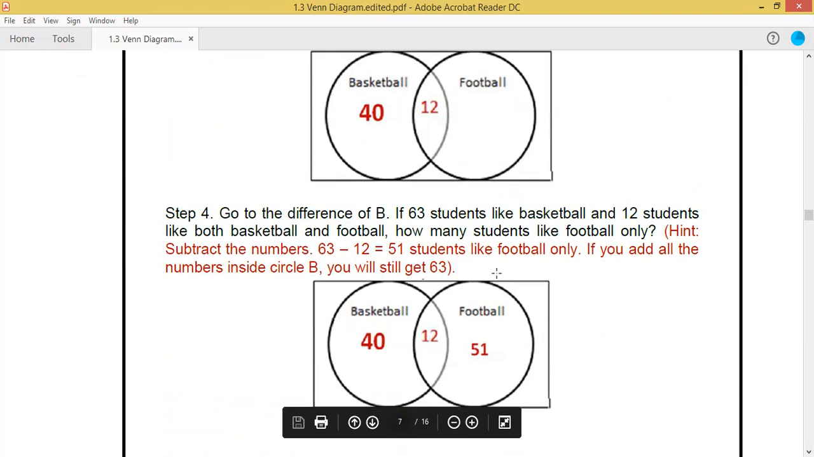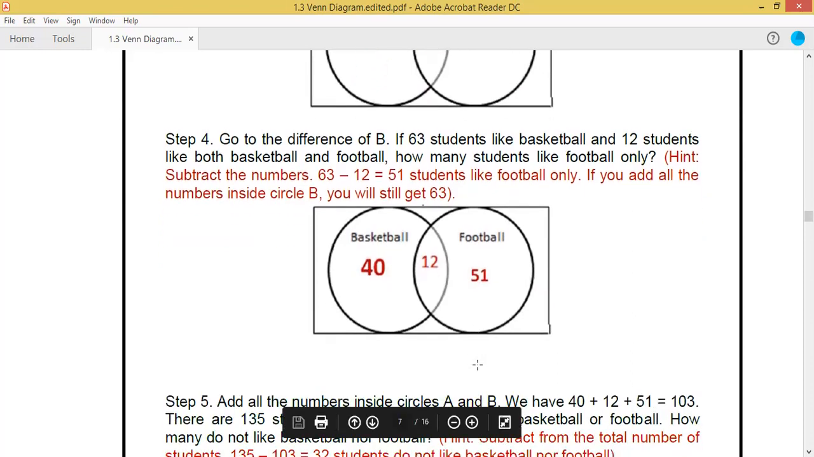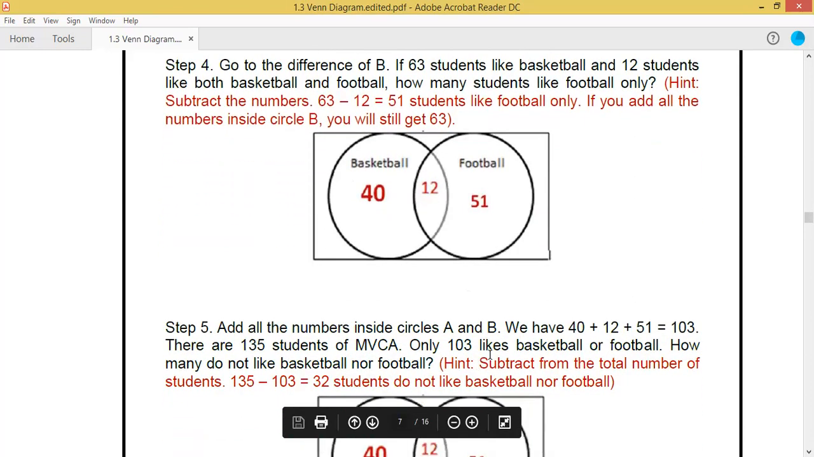How do we interpret this? 51 like football only. But if I ask you how many like football, you need to go back to the circle for football. That will be 12 plus 51, 63. Now, remember how many students were there? There were 135 students. So we need to add the numbers inside. We have 40 plus 12, that is 52, plus 51, we only have 103 students.